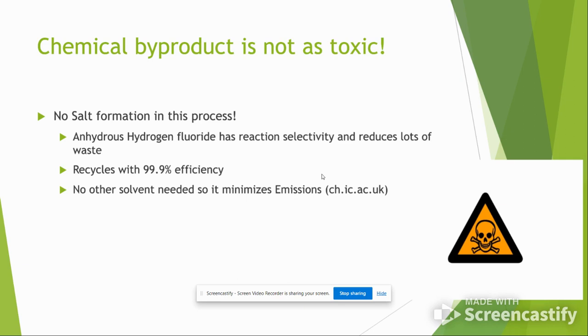Now, the next principle of green chemistry it touches on is that the chemical byproduct is not as toxic as it used to be. Ibuprofen does not have any salt formation in its process anymore. That means it is instead produced through anhydrous hydrogen fluoride, which has reaction selectivity and reduces a lot of waste. It actually reduces so much waste that it recycles with 99.9% efficiency, which is awesome. And there's no other solvent needed in the process, so it minimizes emissions innumerably.